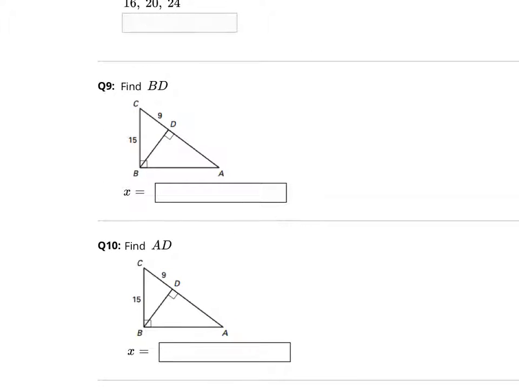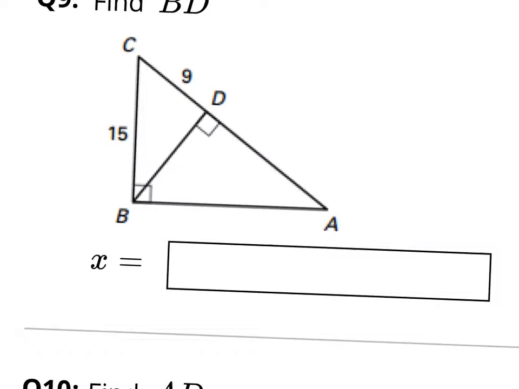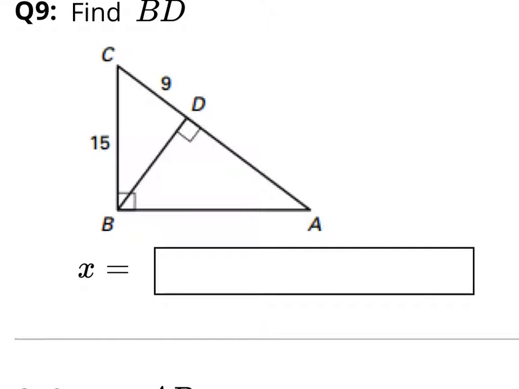Moving on. Okay, number 9, we want to figure out BD. So I'm going to zoom in here. BD is this leg right here. Now this would be the 90-degree angle, which means this guy over here is the C, which means BD could be A, and 9 could be B. Use the Pythagorean theorem, A squared plus B squared equals C squared, to figure out how long BD is. That's all you got to do for that one.